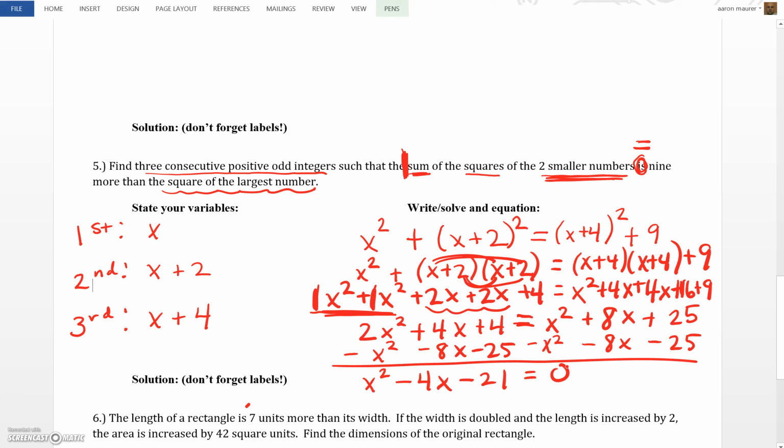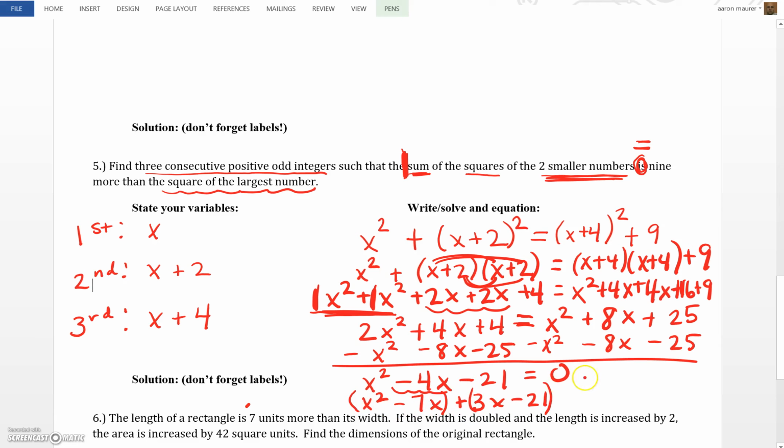All right, so what I need to do then, I'm going to do regrouping. So for the regrouping then, I'm going to do x squared minus 7x plus 3x minus 21. I'm running out of room here. So I'm going to regroup.